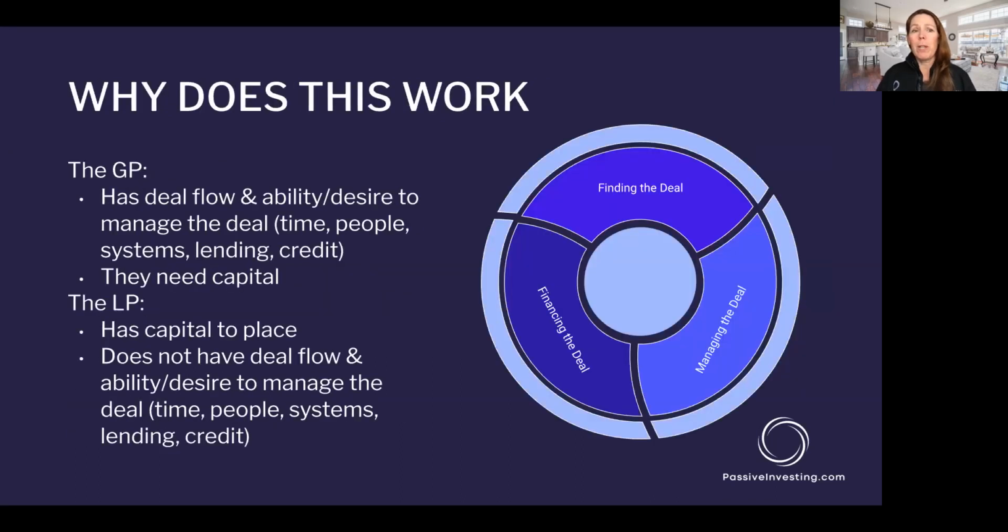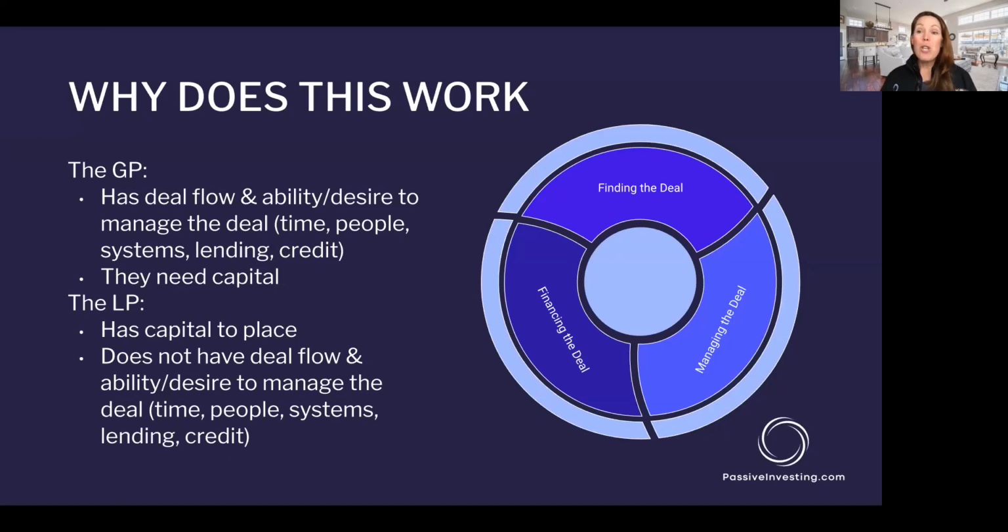Now, why would somebody want to step into a more active role versus a more passive role? Well, the GP generally has the deal flow, and has the ability and desire to actually manage the deal. They've got the time, they have the people, they have the systems, they can get a hold of lending and credit, but they may not have all the capital to scale the business like they want to. The LP, the limited partner, has capital to place. That's what they have, but they may not have the deal flow or the ability and desire to manage the deal. Or they may not have the time, the people, the systems, and the lending and credit.